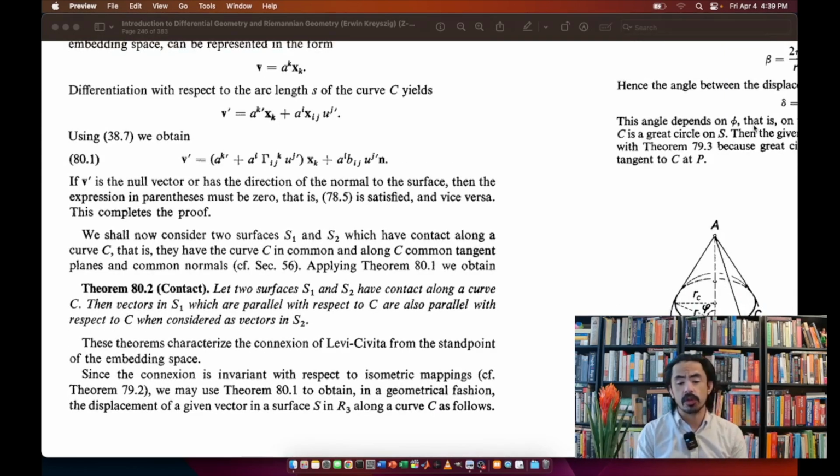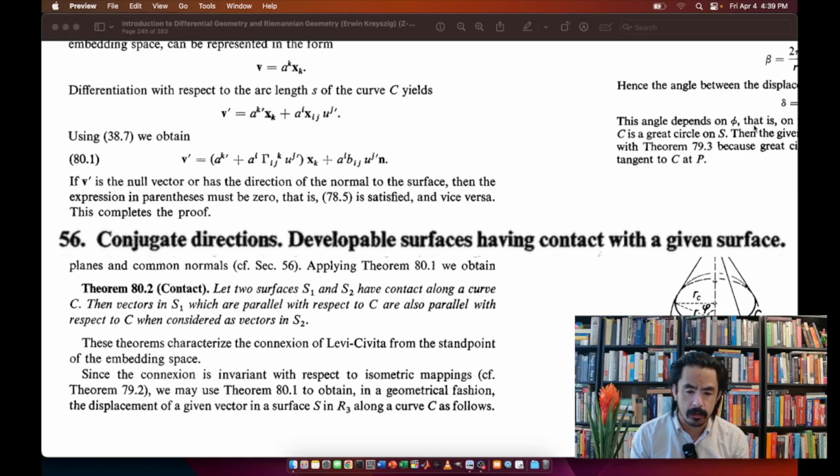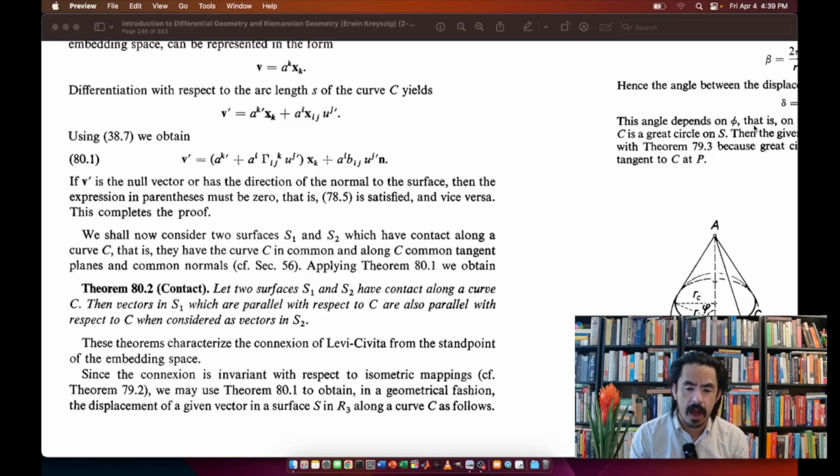We shall now consider two surfaces, S1 and S2, which have contact along a curve C, that is, they have the curve C in common, and along C, common tangent planes and common normals, for which we can refer back to section 56. Applying the aforementioned theorem 80.1, we obtain theorem 80.2, which has to do with contact. Let two surfaces S1 and S2 have contact along a curve C. Then vectors in S1, which are parallel with respect to C, are also parallel with respect to C when considered as vectors in S2.